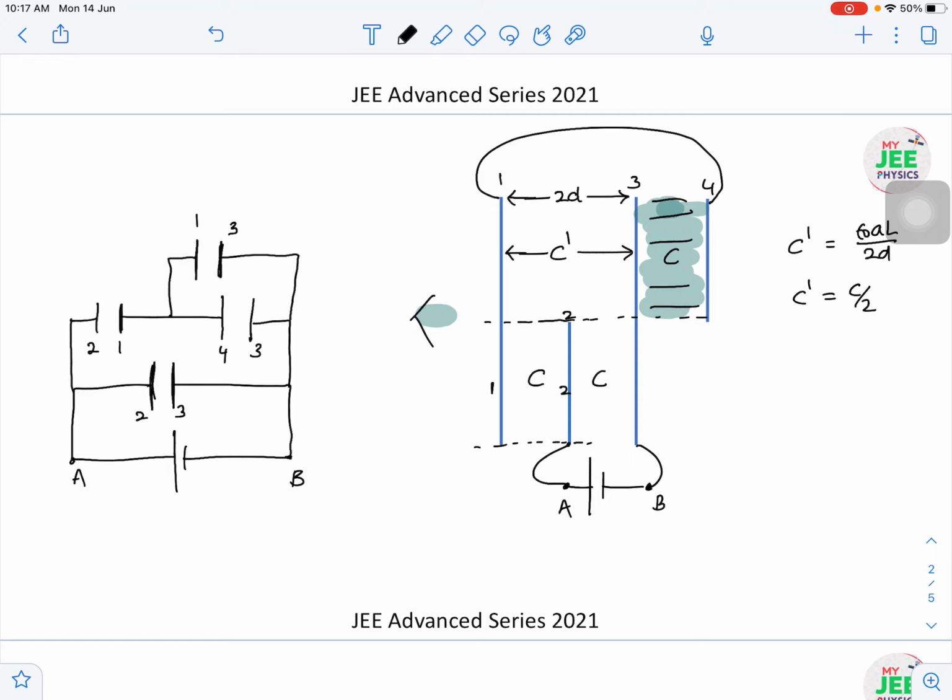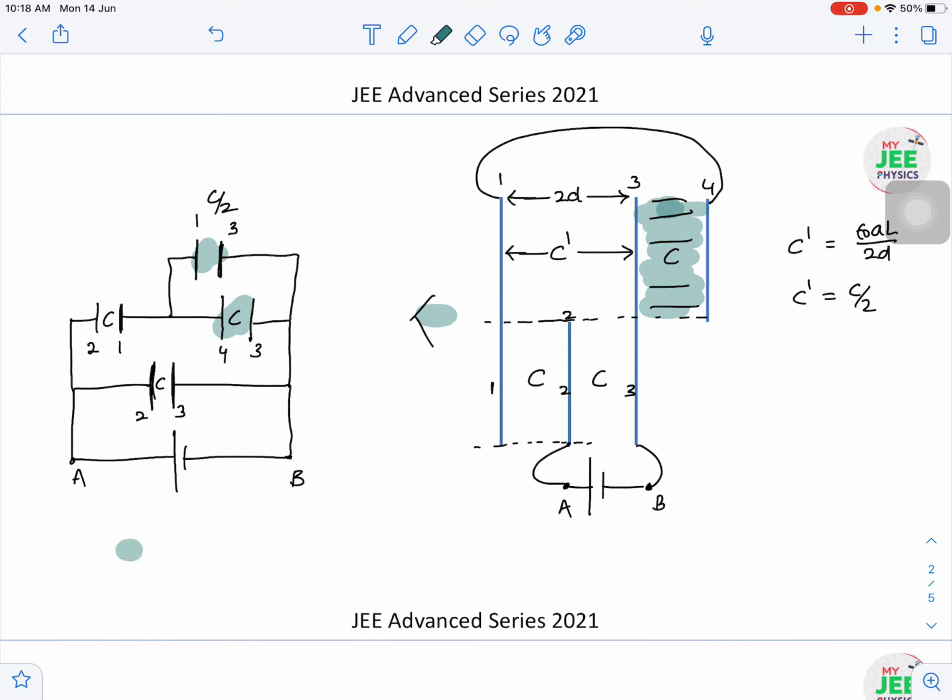Okay, so then we can write down the capacitances also. In between 1 and 2 it is C capacitance, in between 2 and 3 again C, in between 3 and 4 also C, whereas in between 1 and 3 it is C by 2. So now we can say that these two are in parallel, right? These two are in parallel, so then C plus C by 2.